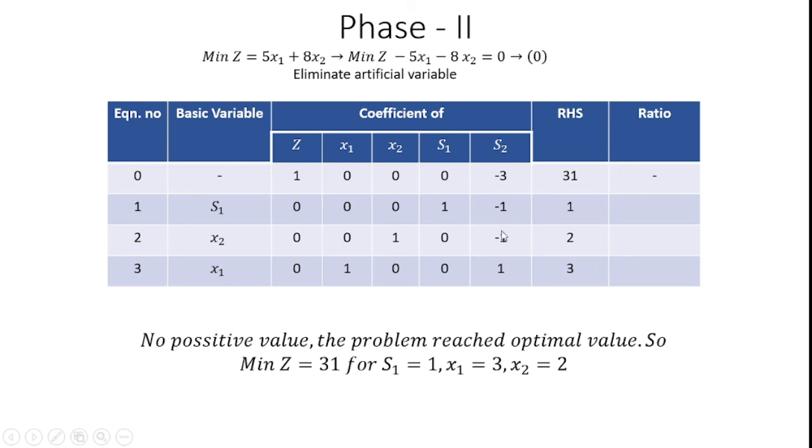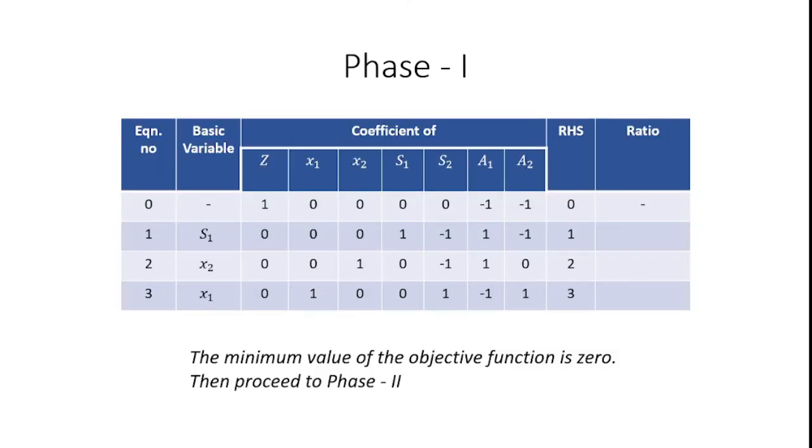Here, how can we identify the minimum value? Minimization of Z. The objective function equation has a right hand side value of 31. So minimization of Z is equal to 31, and S1 is equal to 1, x2 is equal to 2 and x1 is equal to 3. Likewise, we may get the corresponding x1, x2 values for this problem. So likewise, we may solve the problem with the two-phase method for getting the feasible solution for the given linear programming problem. Here basic variables are available.